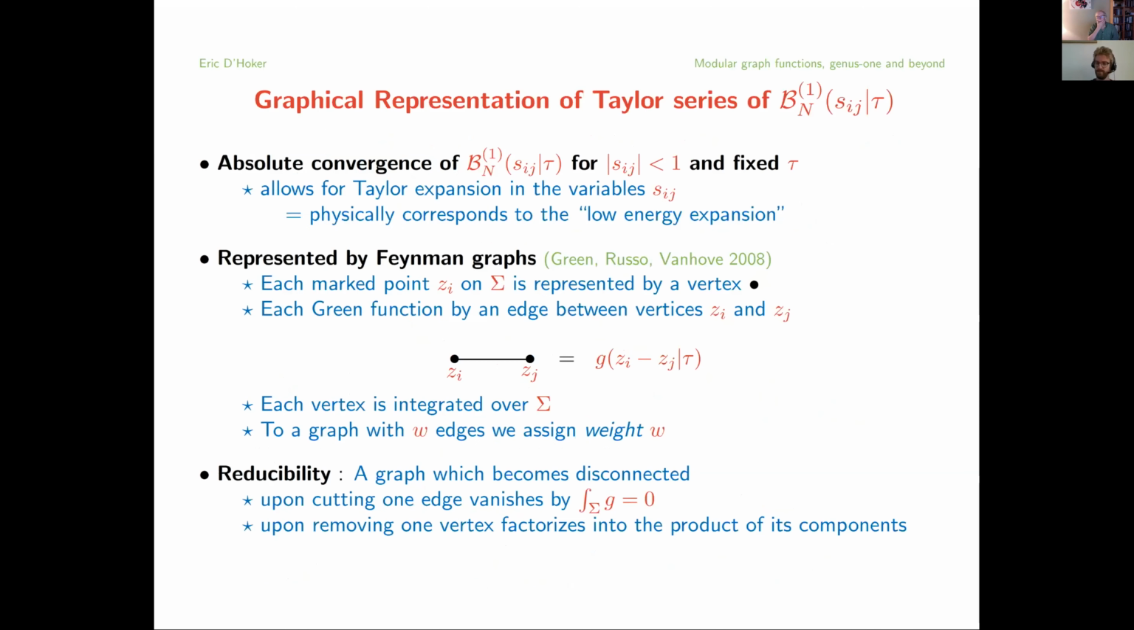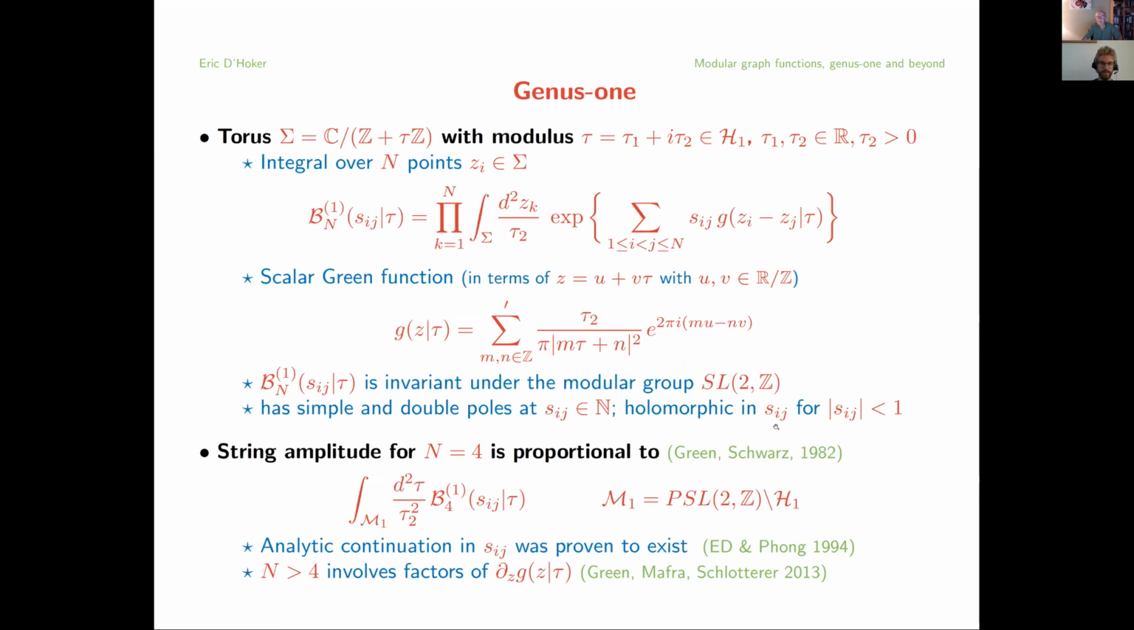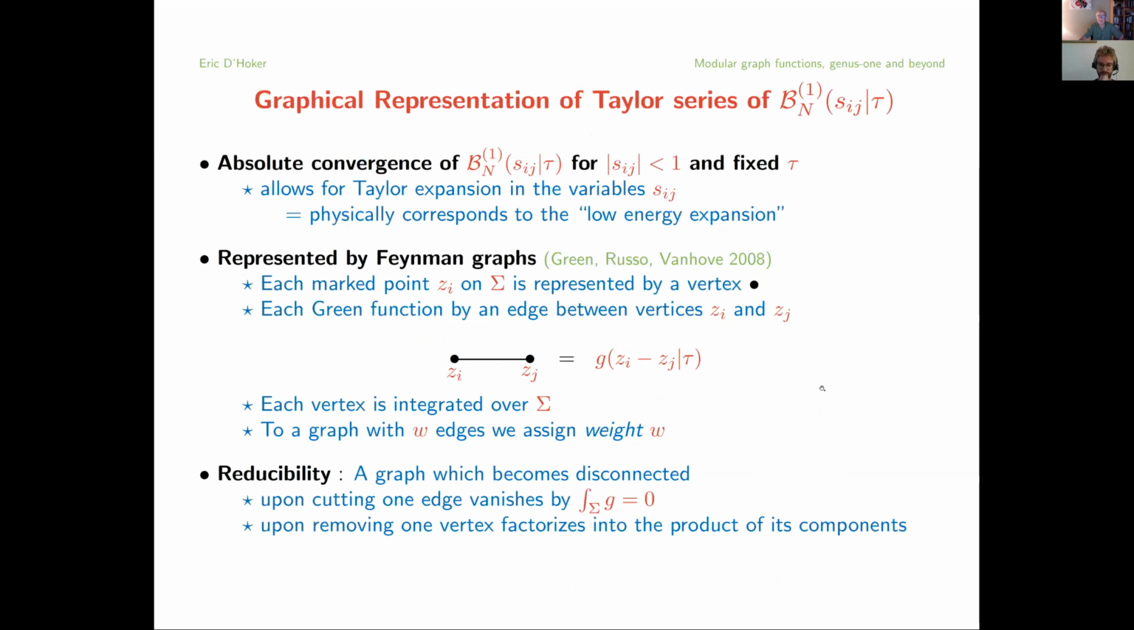Okay, so now we're going to be interested in expanding. So this function, remember, was analytic in Sij. We're going to limit ourselves to the integrand for the moment. Later on, we'll discuss actually doing this integral. But for the moment, I'm going to concentrate on this modular function. And so this is analytic around s equal to 0. So we can actually expand in an absolutely convergent series for given tau. And this is the low energy expansion.